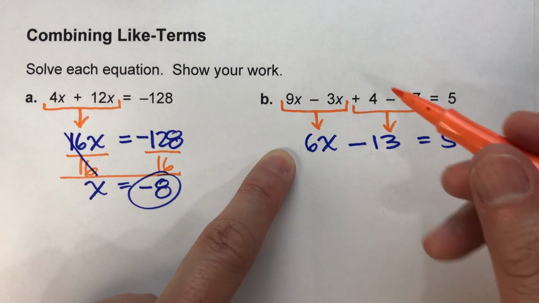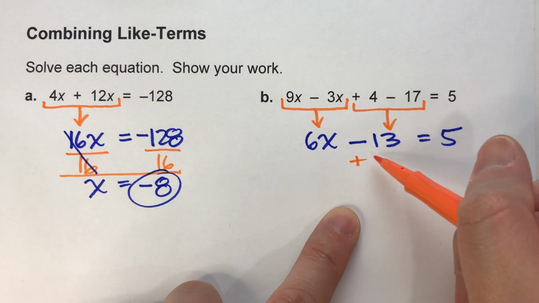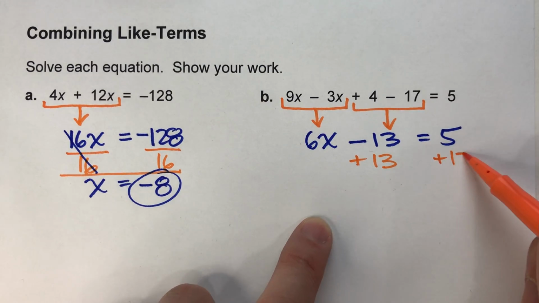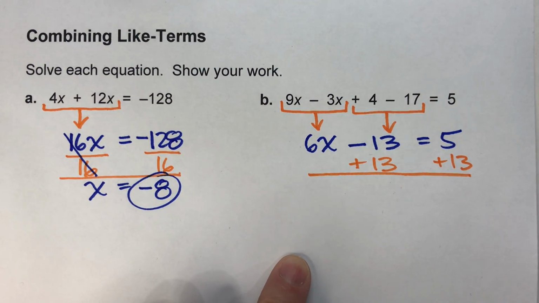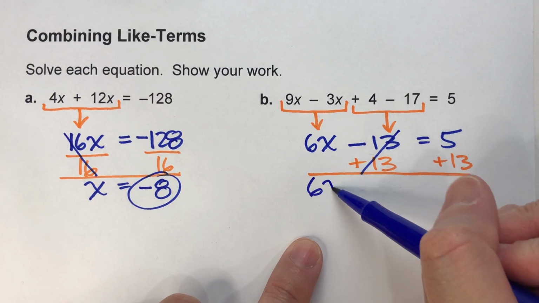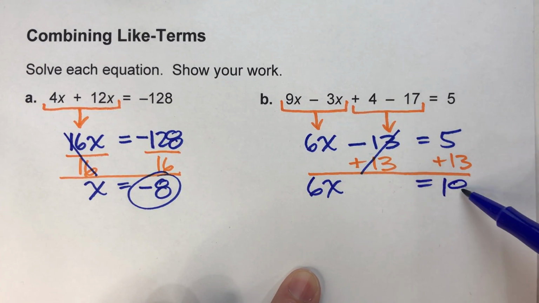Okay? So let's do that. So we've got to undo this minus 13 first, so I'm going to add 13. But what I do to one side of the equal sign, I have to do to the other side. So 13's undo each other, but the 6x drops down. The equal sign drops down, and 5 plus 13 is 18.